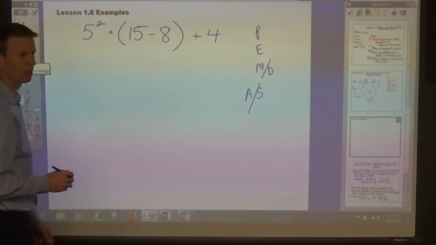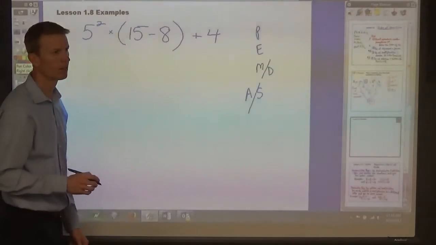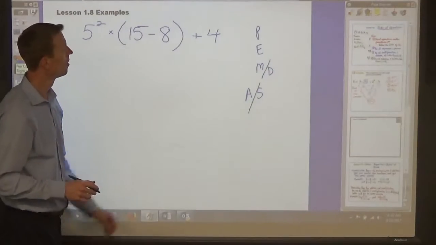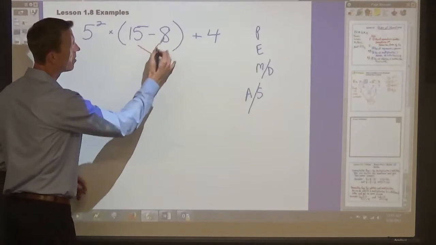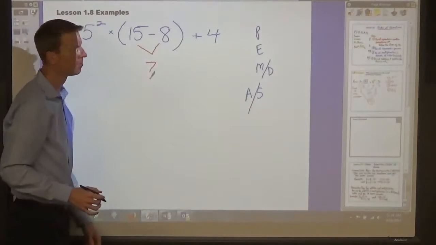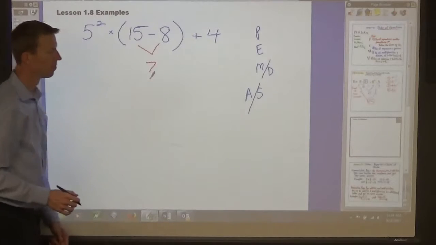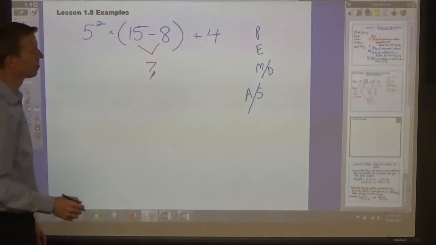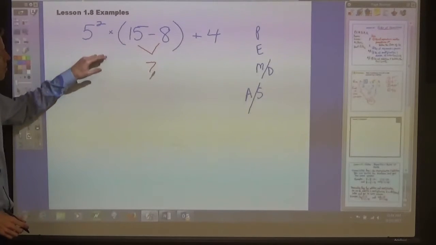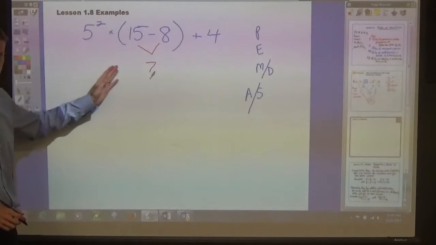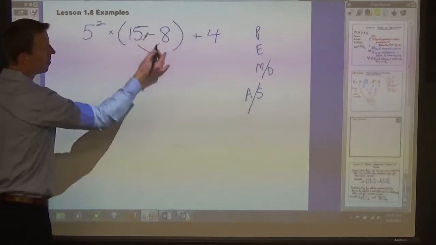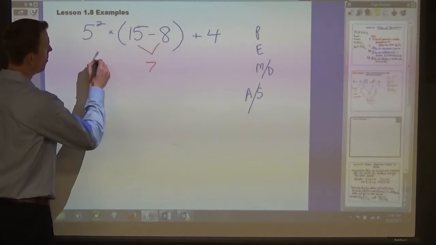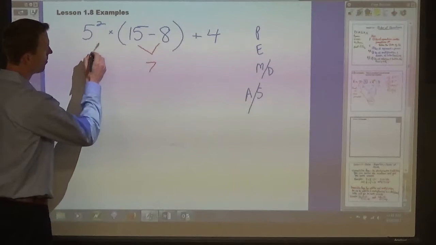Okay, listen. First, work inside parentheses and write the answer underneath. Now, what we're going to have to do is, we call this bringing down what's left. So, this is done. We did the 15 minus 8, but we have to bring down what's left.